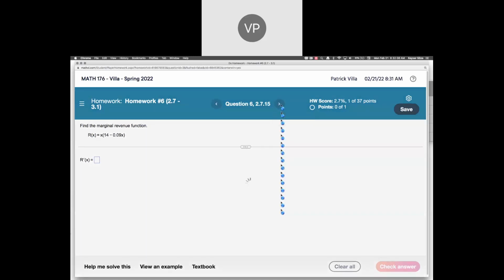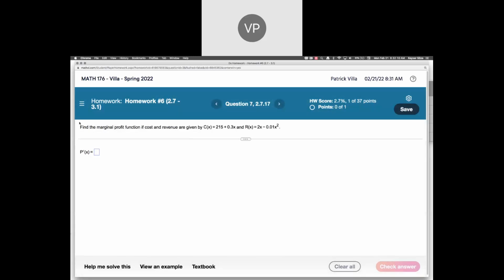All right, let's look at number 7. Kind of follow the same pattern I always try to do here. Now we have, find the marginal profit function if the cost and revenue are given by this. So remember, to find the marginal profit function, you have to take the derivative of the profit function. Well, they didn't give us the profit function yet, so we have to do that. Remember, profit is always going to be the revenue function minus the cost function.